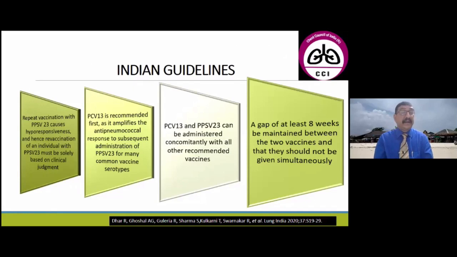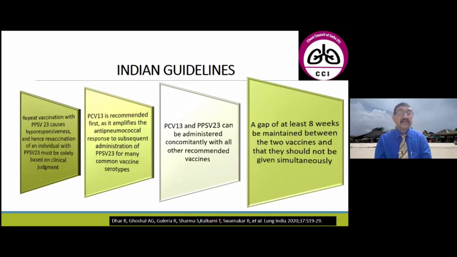Again, coming to the Indian guidelines, repeat vaccination with PPSV23 causes hyperresponsiveness. So you should not repeatedly vaccinate the patient with PPSV23, because if you repeatedly vaccinate with PPSV23, there is a chance of hyperresponsiveness. Hence revaccination of an individual with PPSV23 must be solely based on clinical judgment.